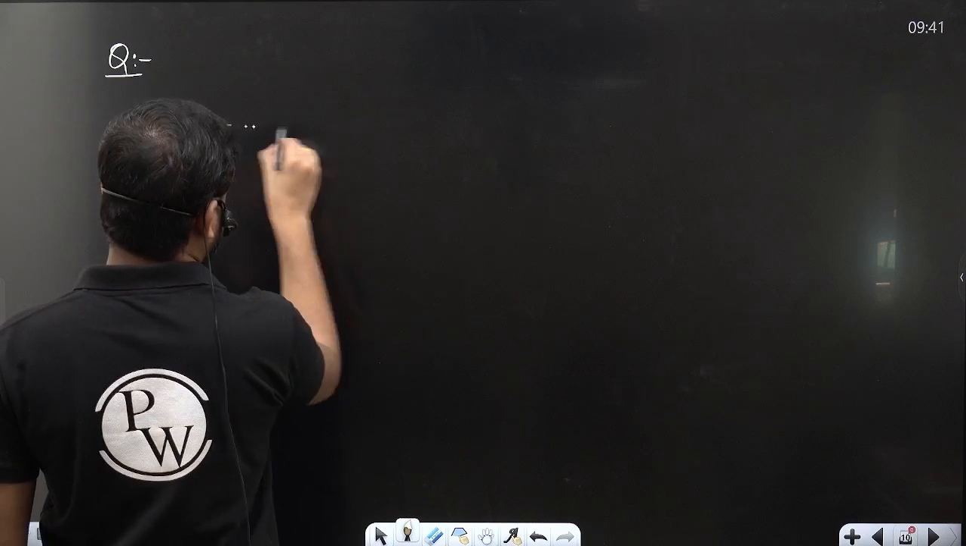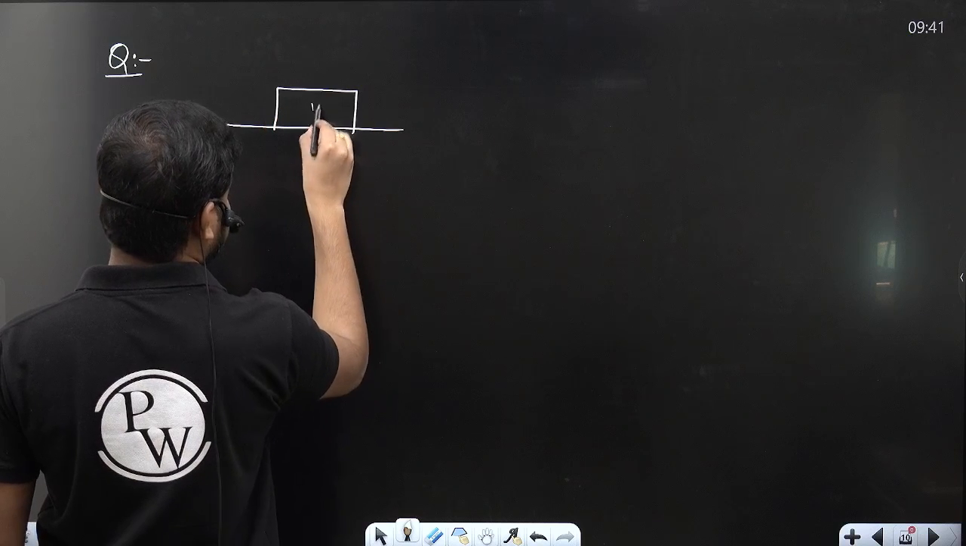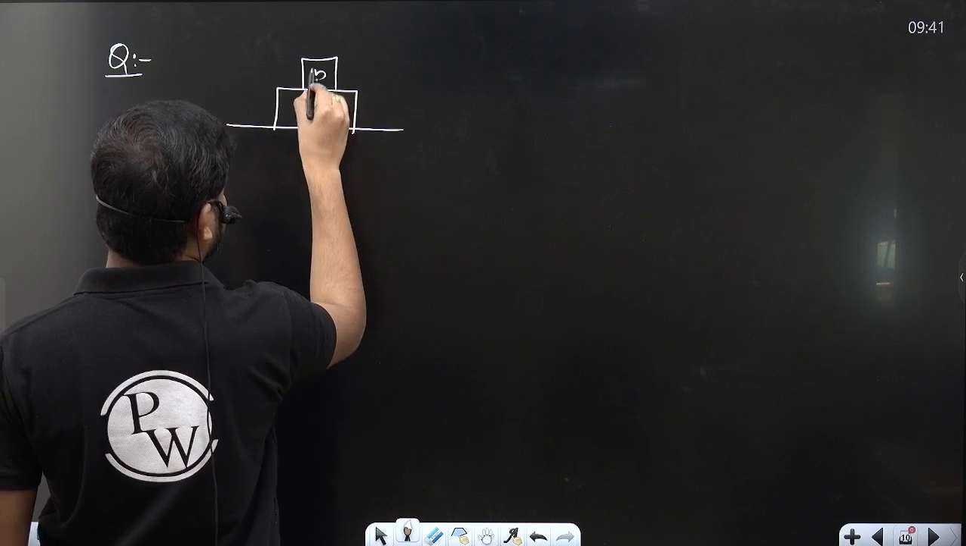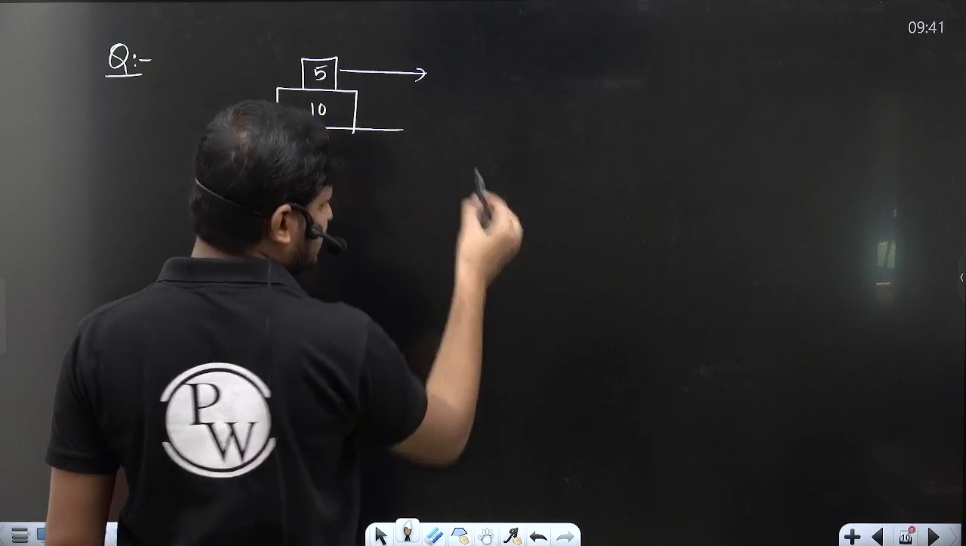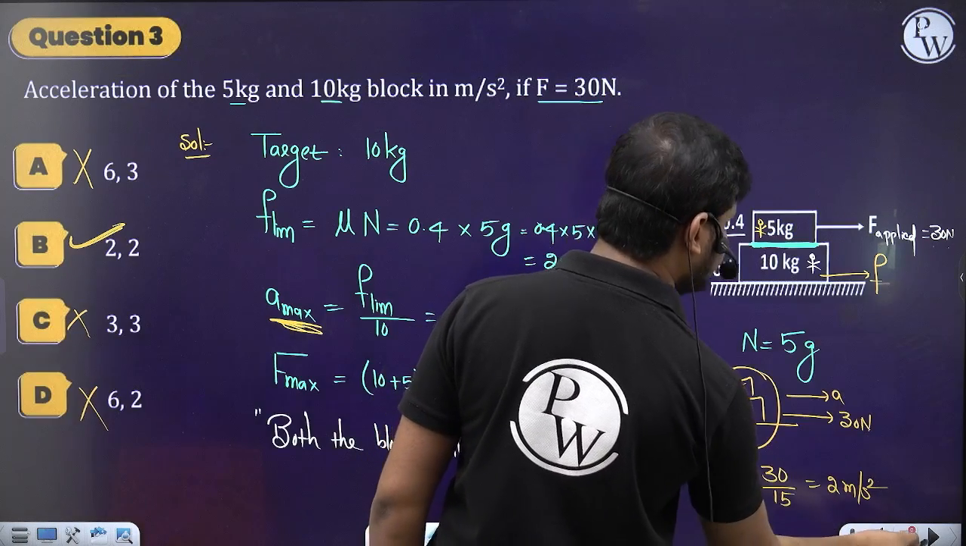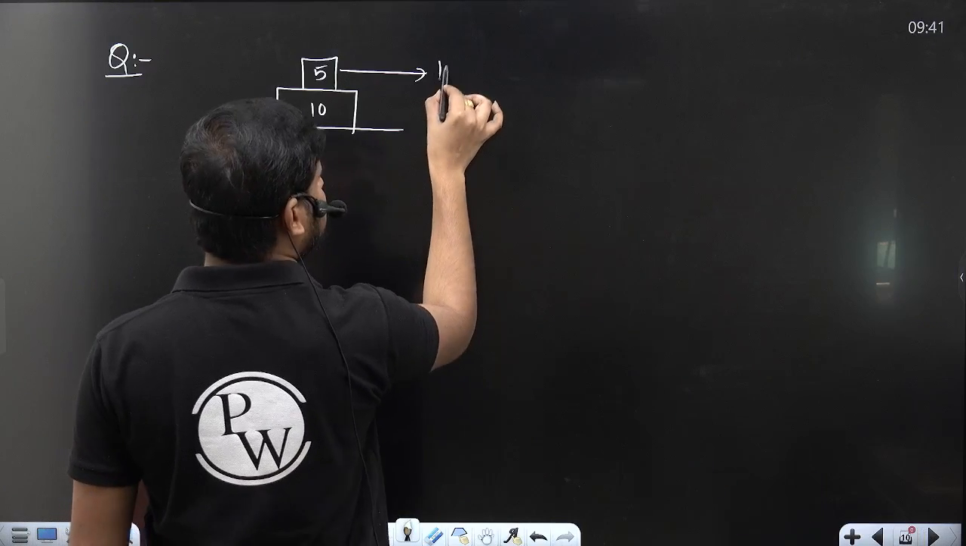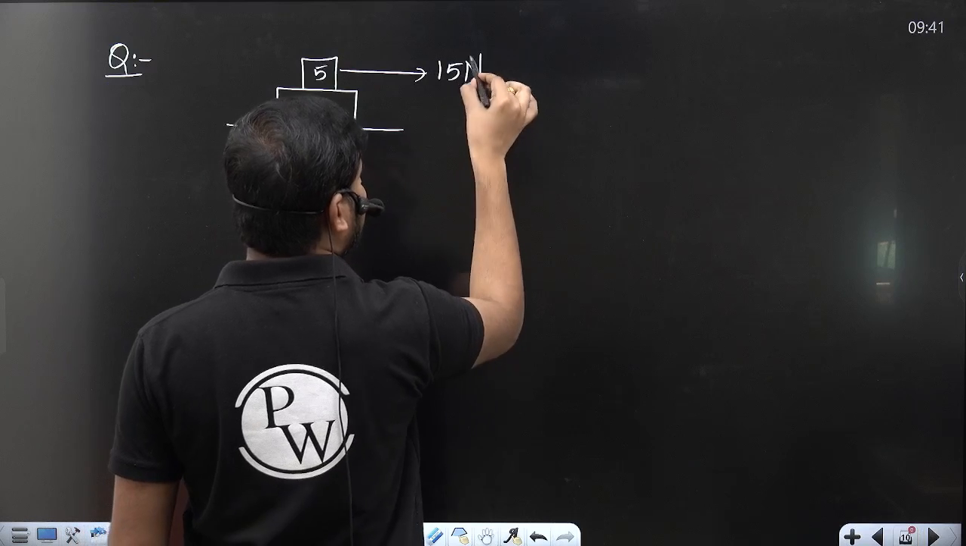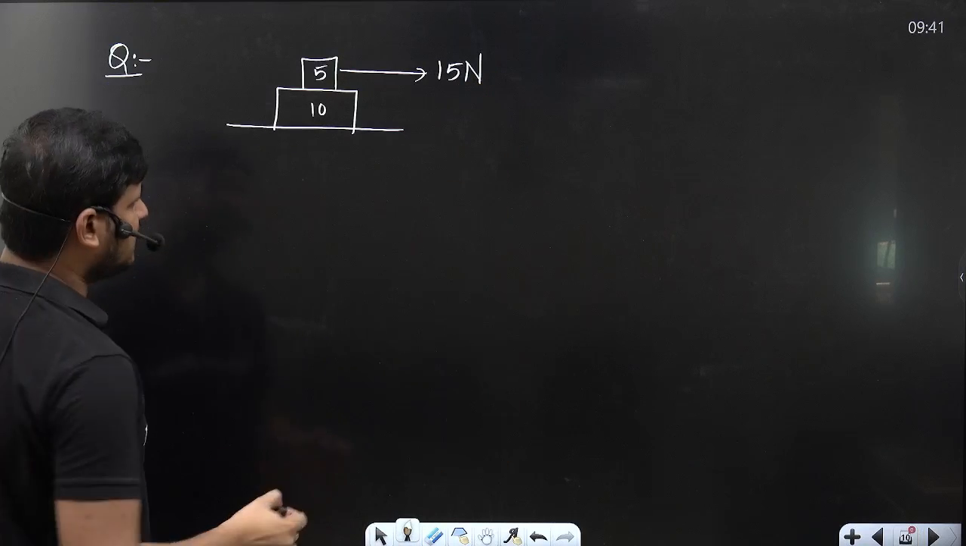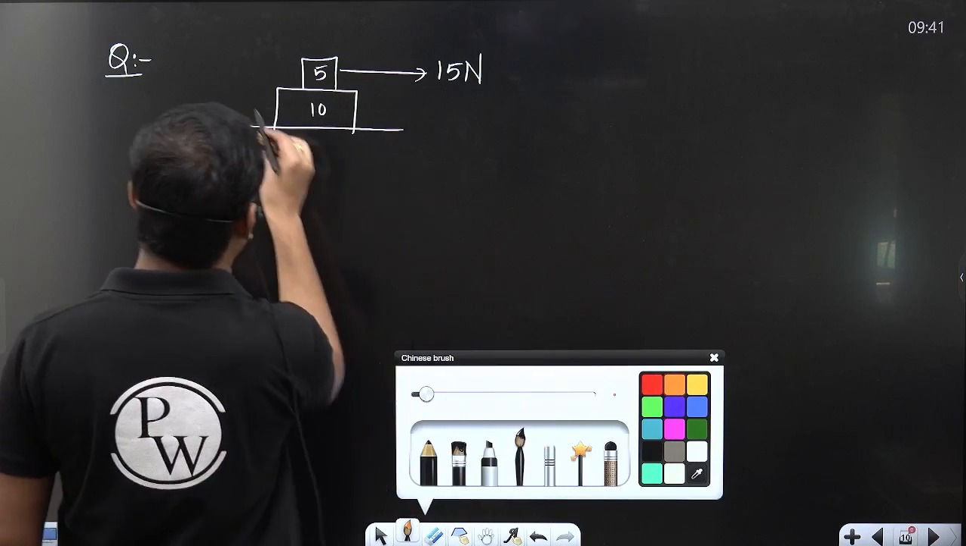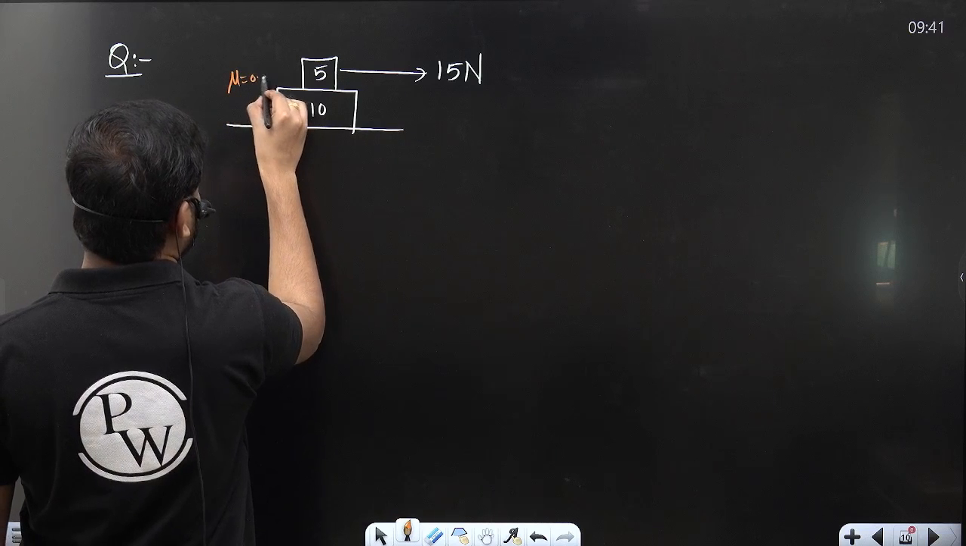Consider this is a block of 10 kg and this is the block of 5 kg. So on the 5 kg block, the force is acting, right? Previously 30 newtons was acting. Now this time I am saying 15 newtons is acting. Okay, now let's consider the same concept. Here mu is equal to 0.4 again.